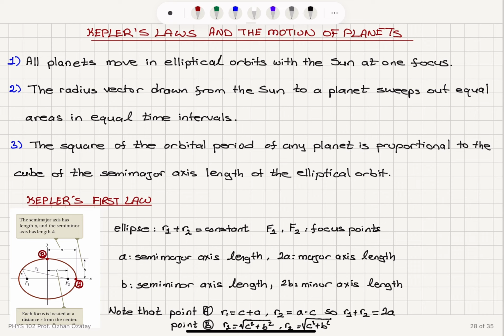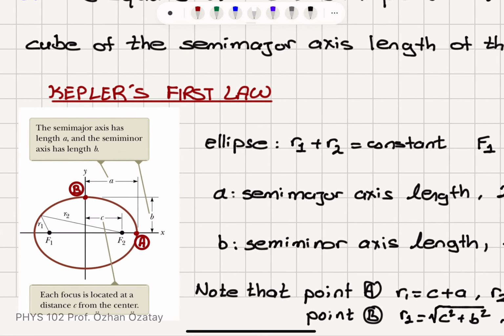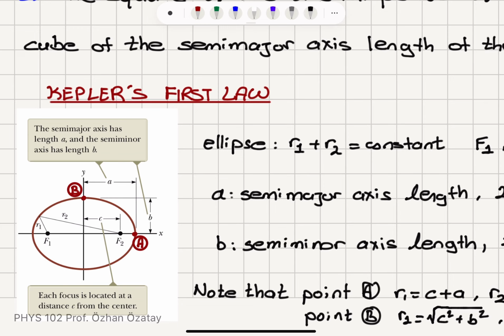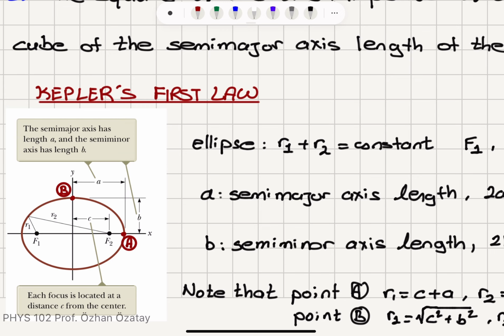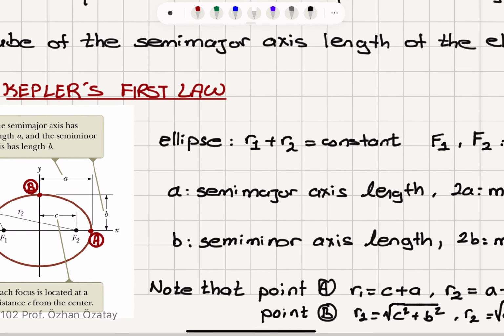So remember that r1 plus r2 is a constant, so let's concentrate on these points A and B. So for point A, what is r1? So r1 is the distance from the focus point 1 to point A. As you can see, if I were to go from this point to point A, that distance would be 2a. But if I go from focus point 1 to point A, because the focus points are at a distance c from the origin here, this distance is c for focus point 2, and this distance is also c for focus point 1. So we go a distance c, and then we go a distance a, semi-major axis length, to reach point A. So r1 is c plus a.